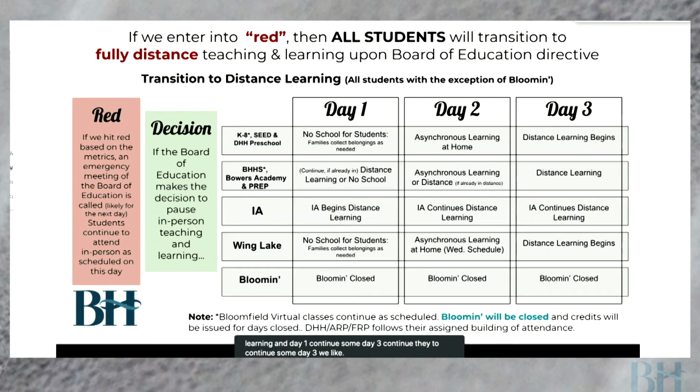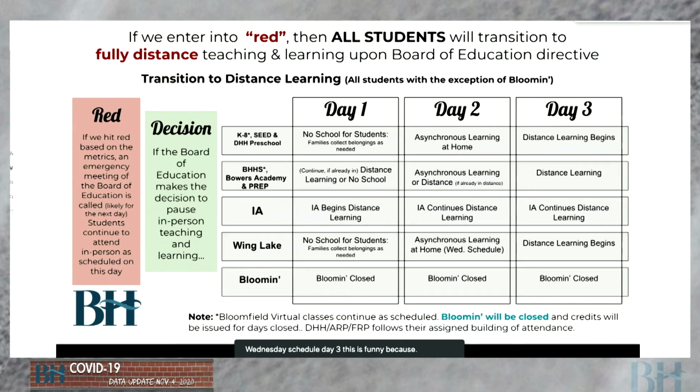Wing Lake: day 1, no school, students collect belongings as needed. Day 2, asynchronous learning at home, the Wednesday schedule. Day 3, distance learning begins. Blooming: days 1, 2, and 3 closed. Just a note at the bottom, Bloomfield virtual classes continue as scheduled. Blooming will be closed and credits will be issued for days closed. DHH, ARP, FRP will follow their assigned building of attendance. Next slide.